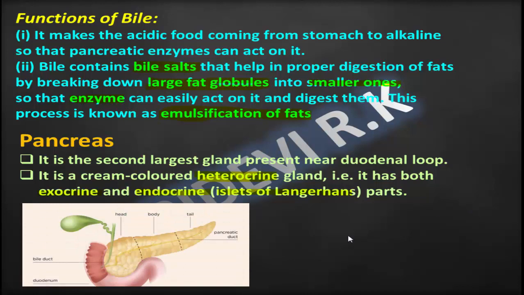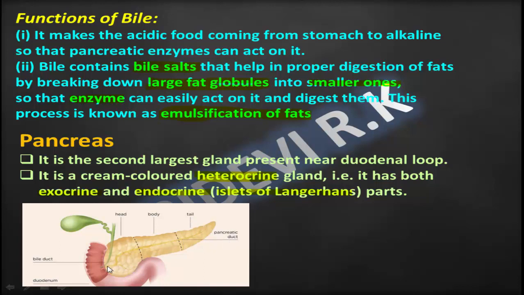Yes, here is the image. See, this is the loop of duodenum. It is a bent portion. This is the duodenum, and at this loop only the pancreas is attached to the duodenum of the small intestine. This is a cream colored heterocrine gland. It is differentiated into three parts: head, body and tail, and in the center you can see the pancreatic duct.